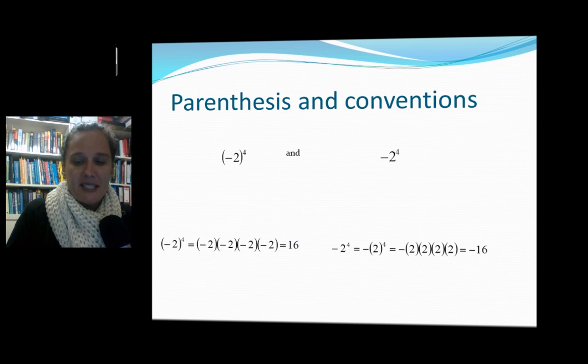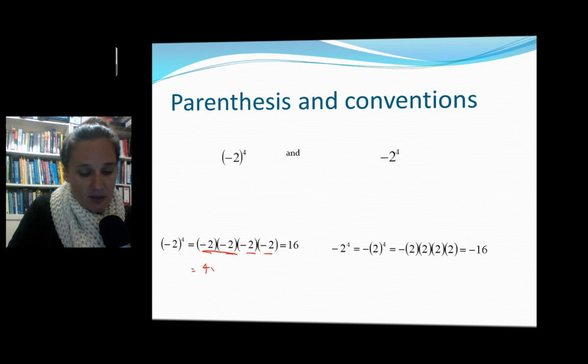Looking at our parentheses and our conventions, here we have -2 in our parentheses, or our brackets, to the power of 4. What that means is this whole -2 in our parentheses is multiplied by itself 4 times. We know a negative times a negative is equal to a positive. So -2 times -2 will be 4, times -2 and -2. So 4 times -2 will give us -8, times -2 still to go. Negative times a negative is a positive. 8 times 2 is 16.